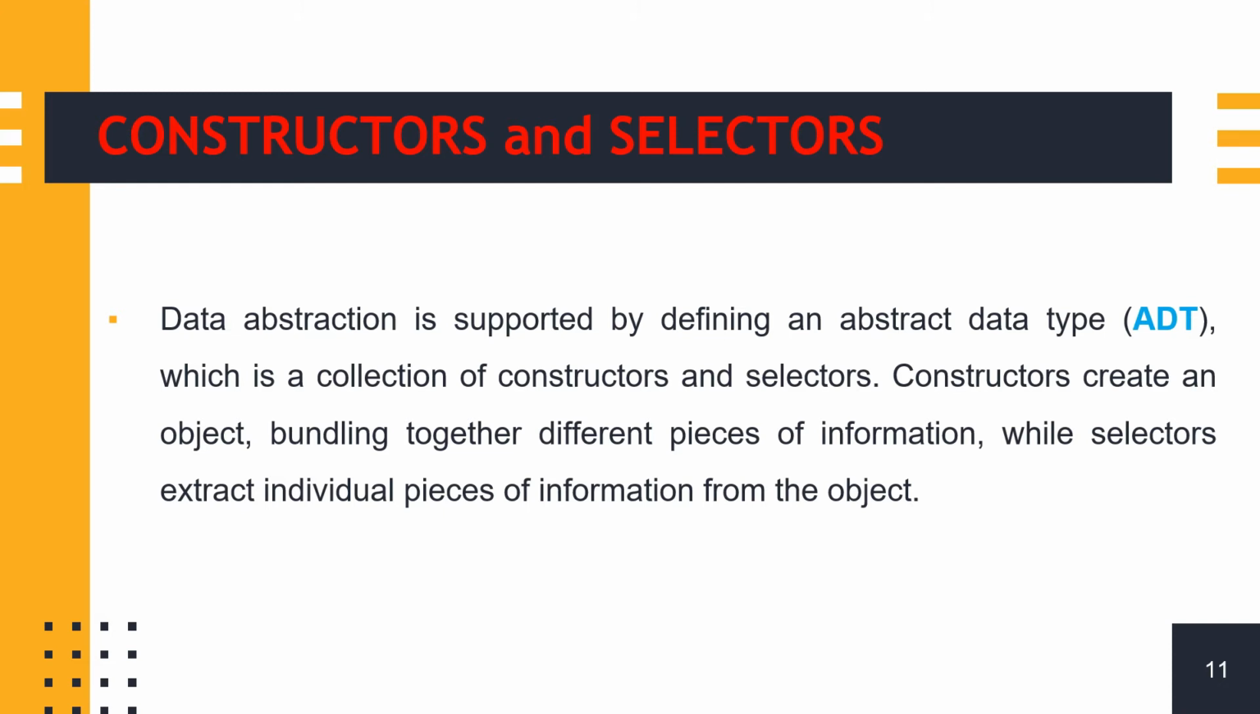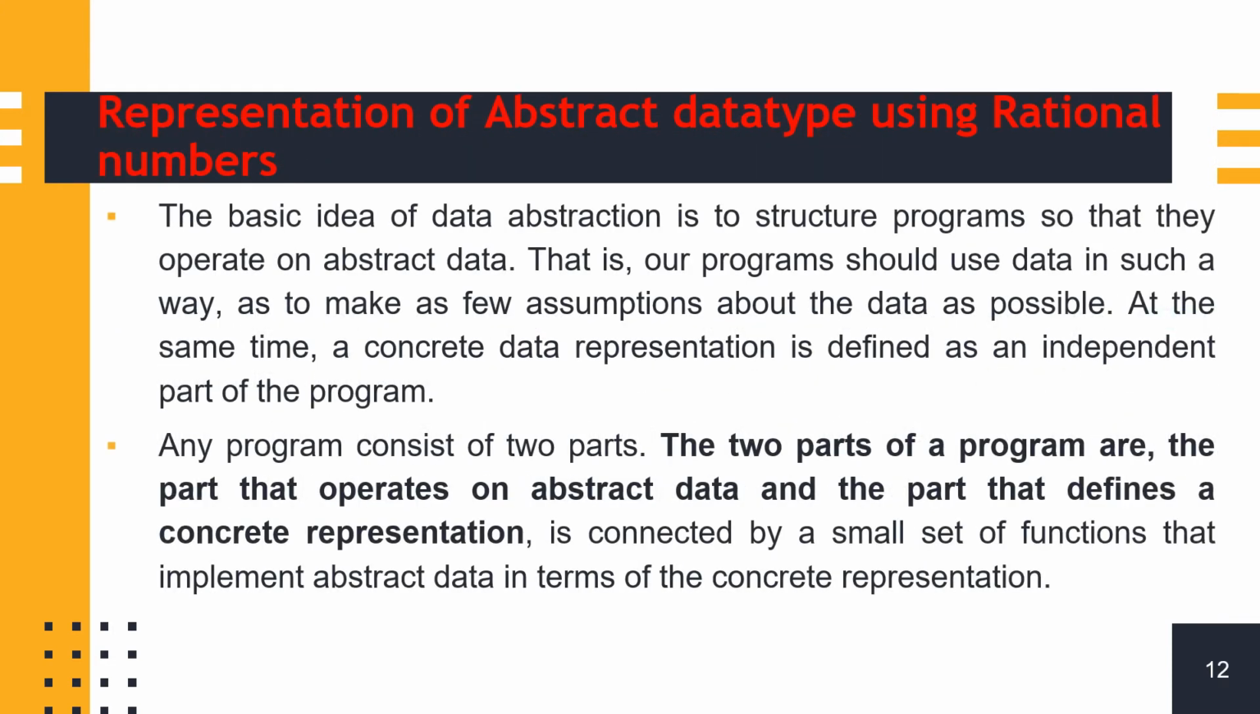Data abstraction is supported by defining an abstract data type, ADT, which is a collection of constructors and selectors. Constructors create an object, bundling together different pieces of information, while selectors extract individual pieces of information from the object. Now, the representation of abstract data type using rational numbers.